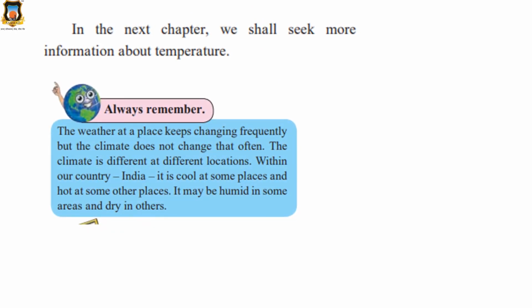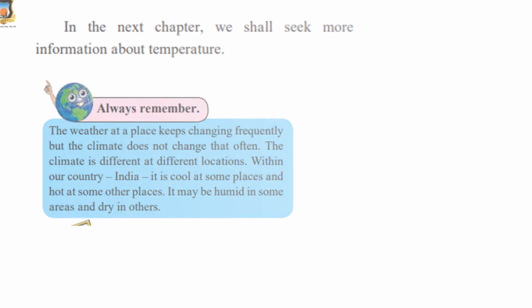In the next chapter, we shall seek more information about temperature. Always remember, the weather at a place keeps changing frequently, but the climate does not change that often. The climate is different in different locations. Within our country, India, it is cool at some places and hot at some other places. It may be humid in some areas and dry in others.